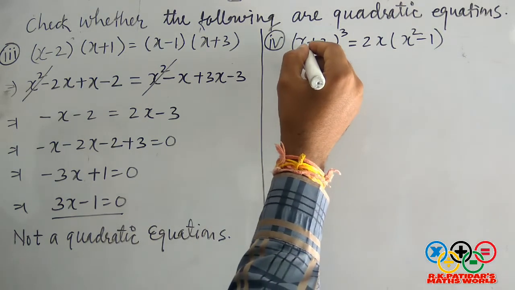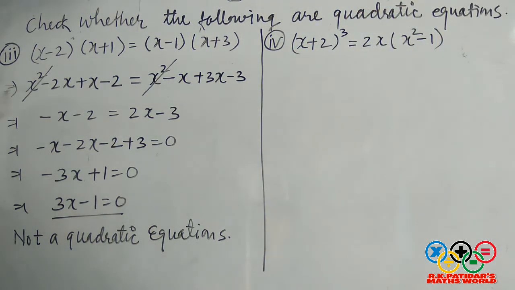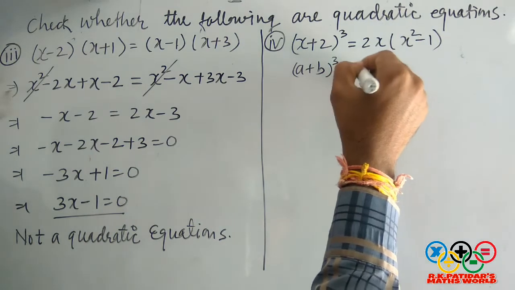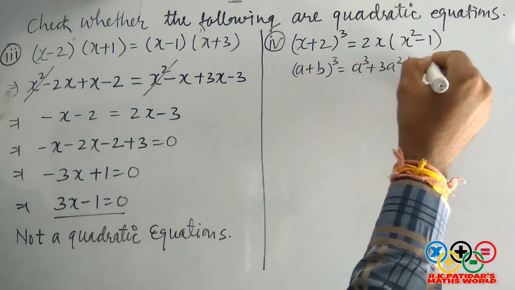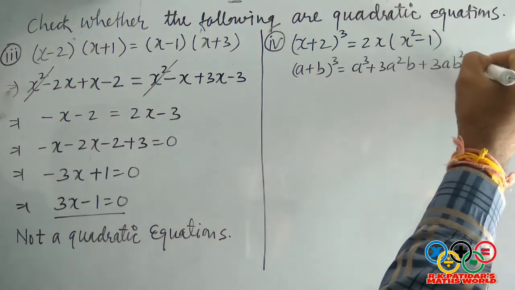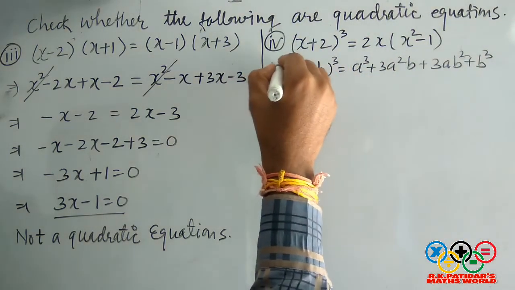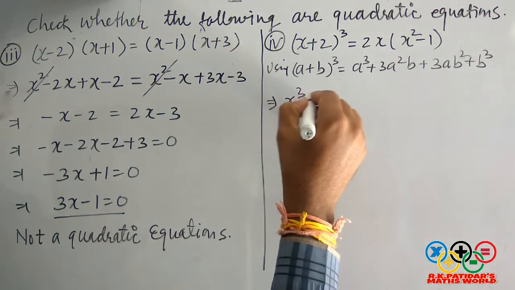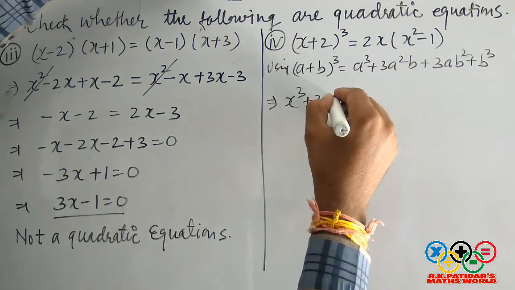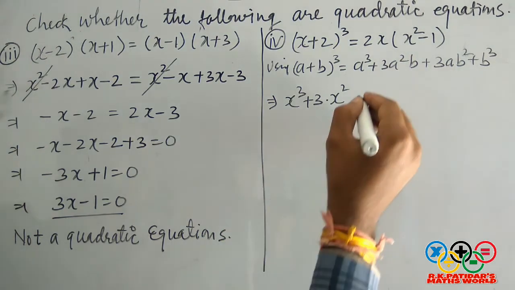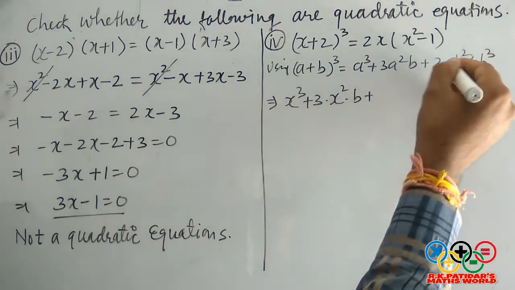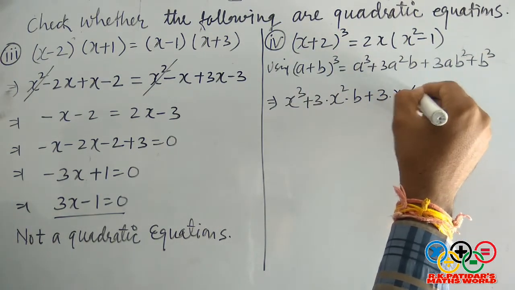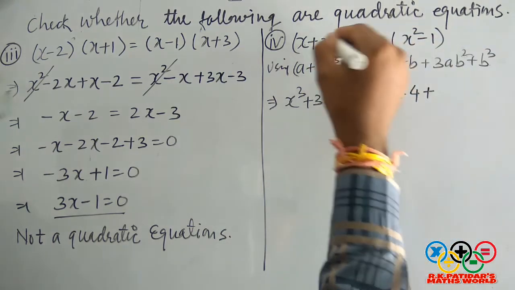See the next one. Here it is (x plus 2) whole cube. So we will use (a plus b) whole cube, which is a cube plus 3a square b plus 3ab square plus b cube. So using this we will open it. So LHS is what? A cube means x cube plus 3 into x square into b plus 3ab square. A is x and b square, 2 square is what? 4. Plus b cube, 2 cube is what?